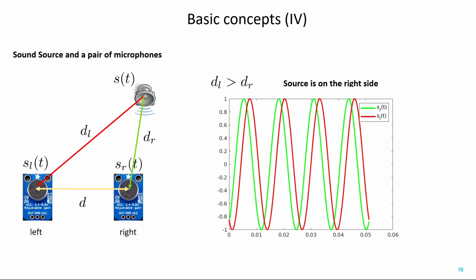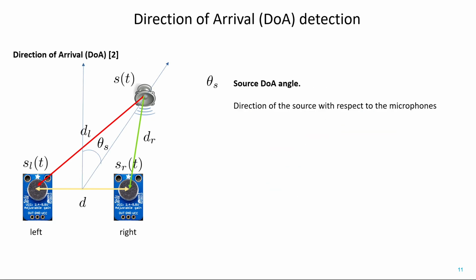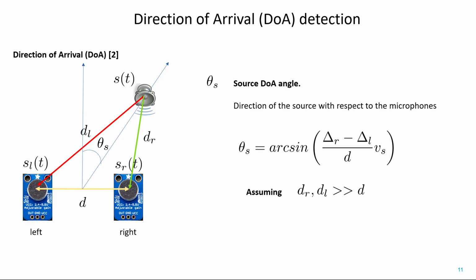So, in conclusion, by observing which signal arrives first and how much, we can infer the general direction of the sound source. And this is basically what we call the direction of arrival angle, and we denote it as theta s. This angle represents the direction of the source relative to the line perpendicular to the microphone array baseline, as is seen in the diagram. Under the assumption that the source is far away compared to the distance between the microphones, this is what we call the far field condition, we can obtain a simple formula to get the angle theta s. The formula is shown in the slide.